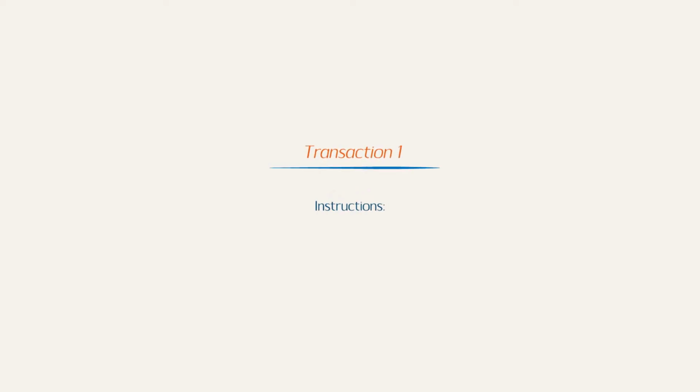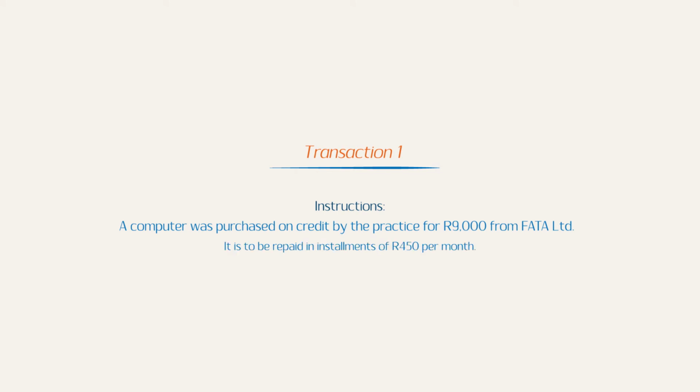Transaction 1. A computer was purchased on credit by the practice for 9,000 Rand from FATA Limited. It is to be repaid in installments of 450 Rand per month. First, let's categorize the two parts of the transaction. The computer is an asset, and FATA Limited is a creditor or liability.